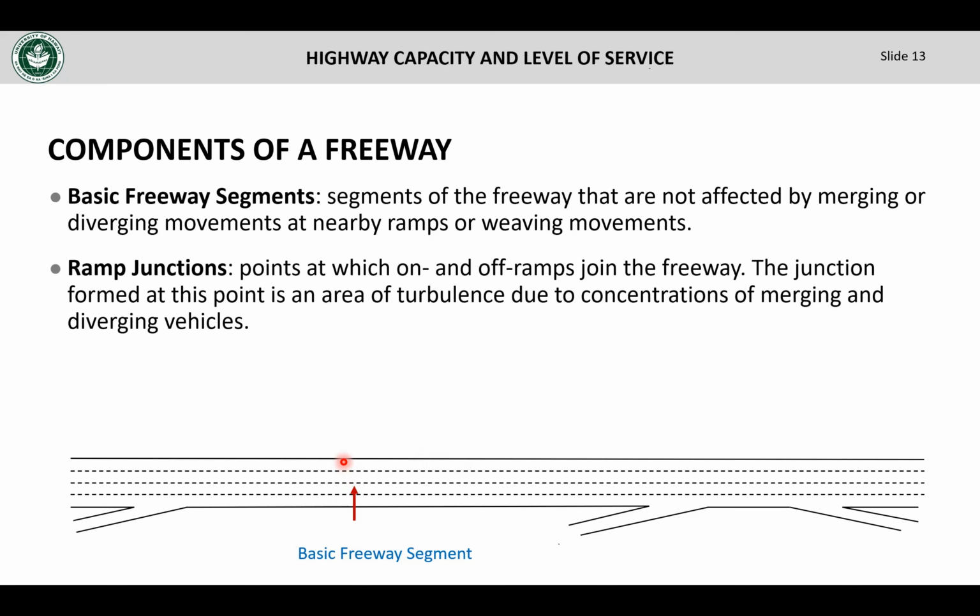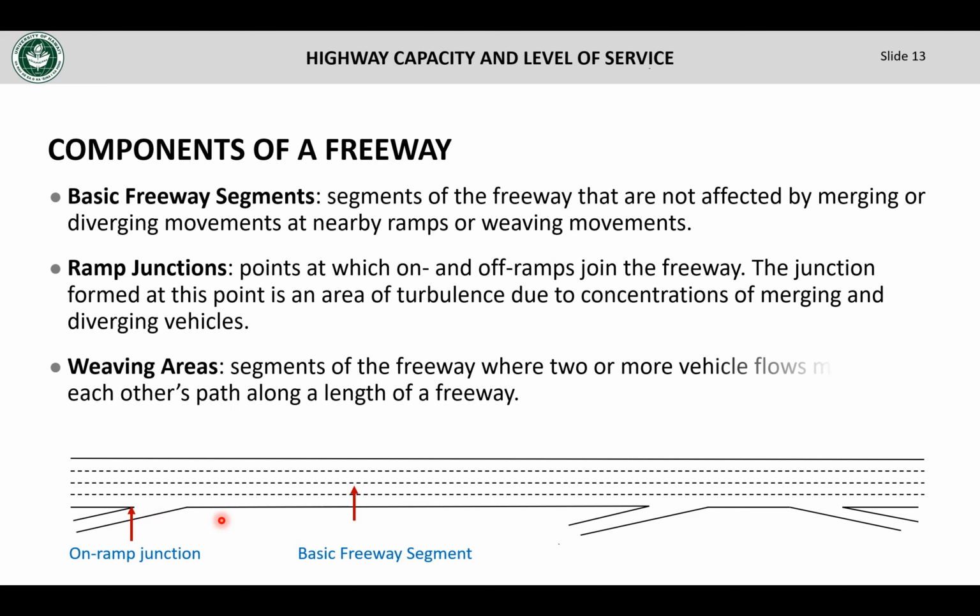We also have ramp junctions, which are points at which on and off ramps join the freeway. That would be something like this, in this case, an on-ramp junction. These points form an area of turbulence due to concentrations of merging or diverging maneuvers.